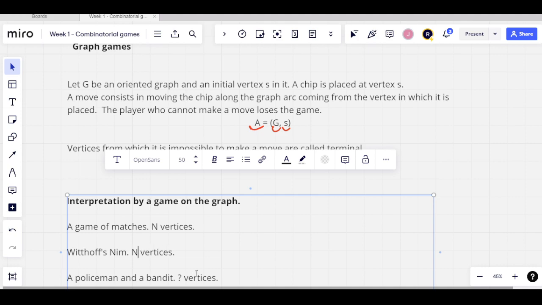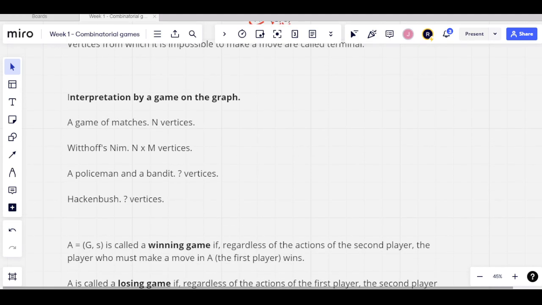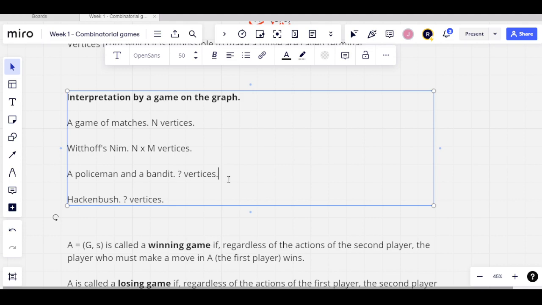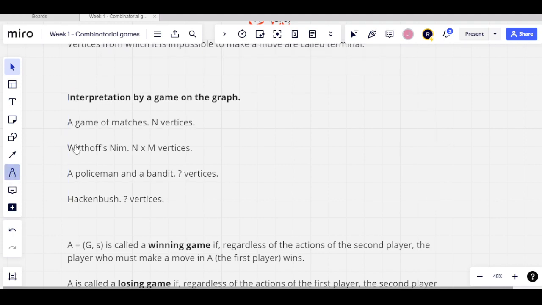So in this game we have n multiplied by m states, and s will be our initial vertex. Okay, in this we have how many vertices? That's a little bit complex. Let me provide you an example.